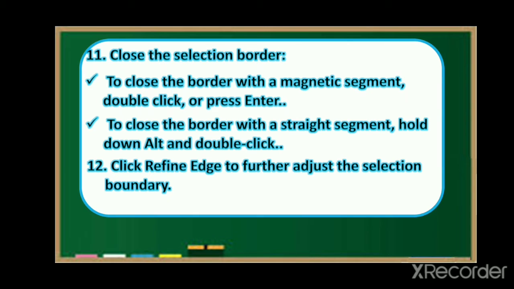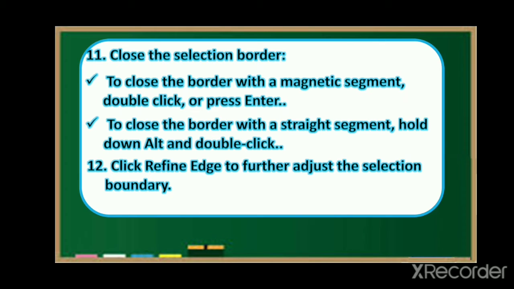To close the border with the magnetic segment, double click or press Enter. To close the border with the straight segment, hold down Alt and double click. Or to manually close the border, drag over the starting point and click. Twelve, click Refine Edge to further adjust the selection boundary.